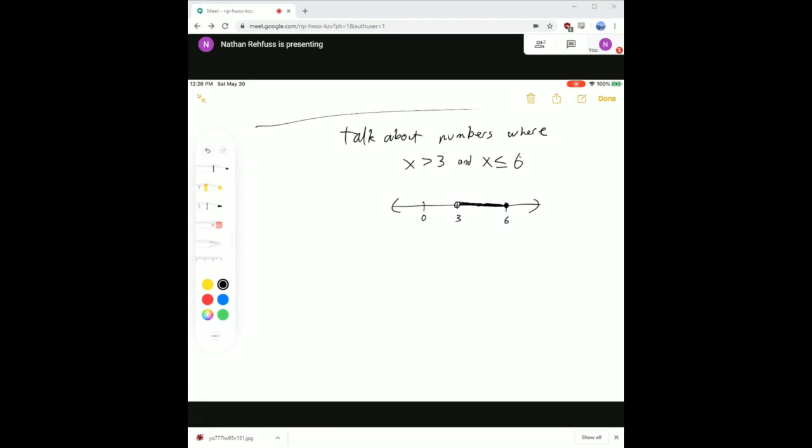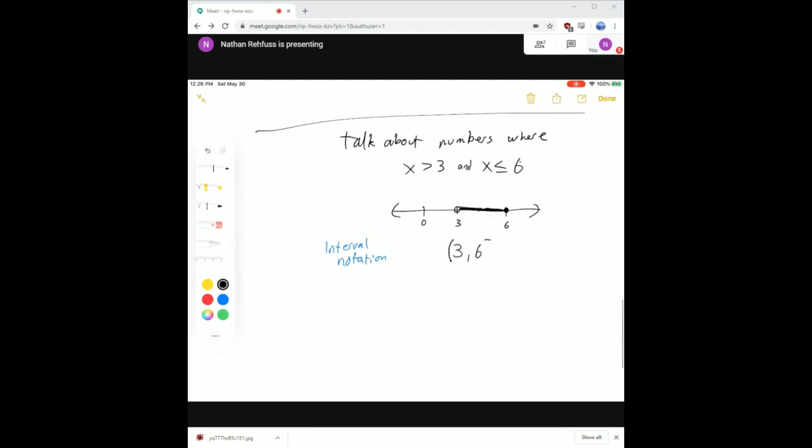But what I've got is something called interval notation. And it's really intuitive. All I have to do is say the smallest number that works is 3. The biggest number that works is 6. And then there's 2 ways I can draw the borders. I'm going to put these inside a grouping symbol. And the way that's going to look is the 3 gets a parenthesis, and the 6 gets a bracket.